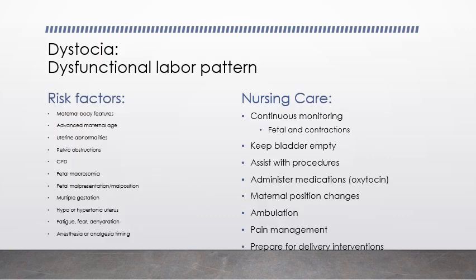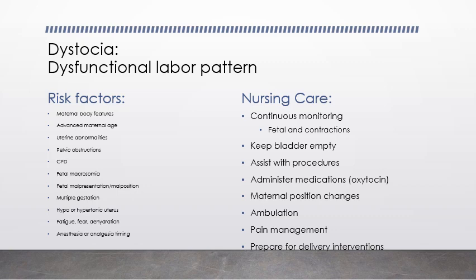Dystocia. Dystocia is a dysfunctional labor pattern. So on the left-hand side are those maternal factors. We already talked about CPD, which is about halfway down. I want to talk a little bit about uterine anomalies. Some women are born with different uterine anomalies. It could be fibroids. It could be a bicornate uterus.